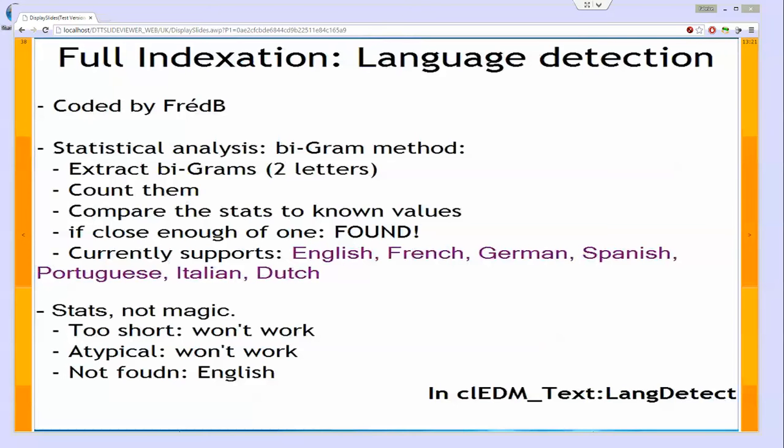If you look at the class that manages that, it's the WxEDM text class, and it's in the lang detect method. If you look at that class in the header, you will see all the declarations for each language. So there's a huge number of lines with just each bigram and the counter for that language. And that makes it quite slow to load.